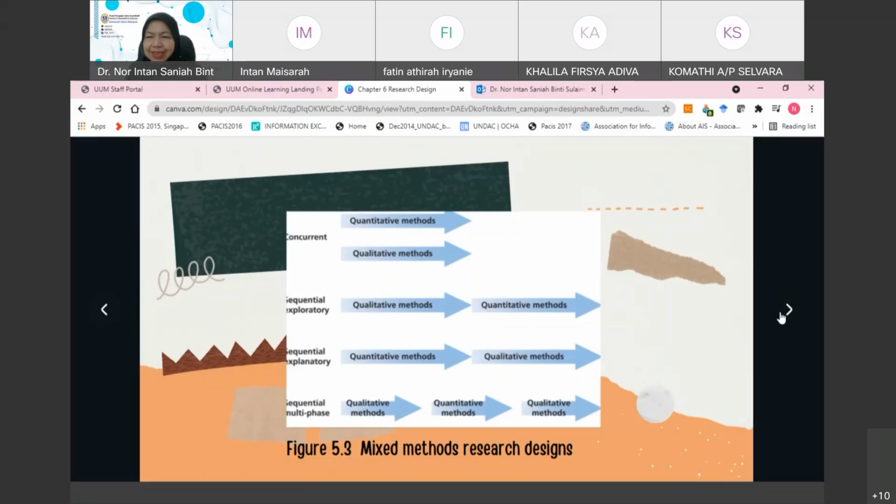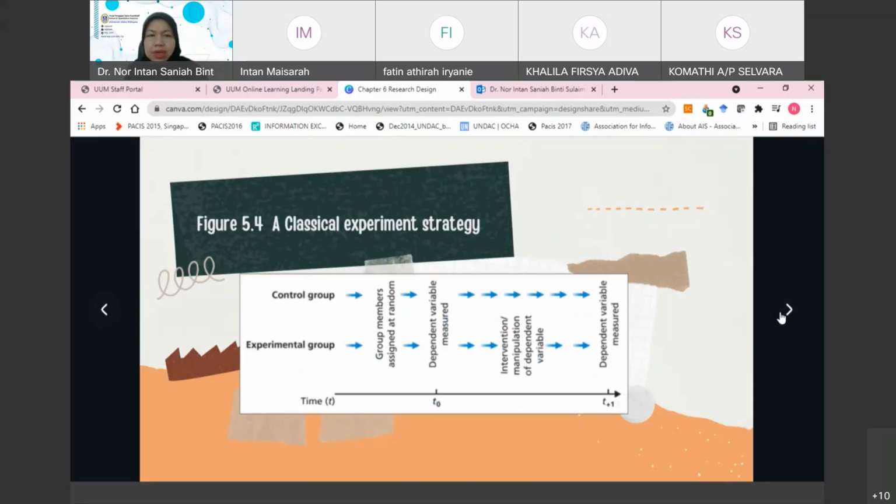Alright, this is all option. This is a classical. I think you all know better this one. We have control group, experimental group. Okay, so kalau tengok control ni dia lebih kepada nak compare lah kan. So dia no part this one lah. Intervention ni dia NIL lah, not available lah.